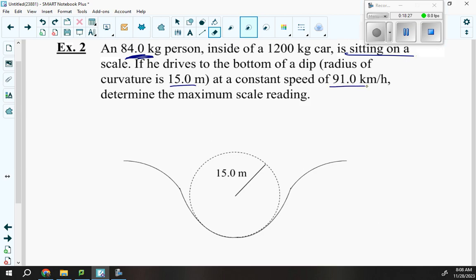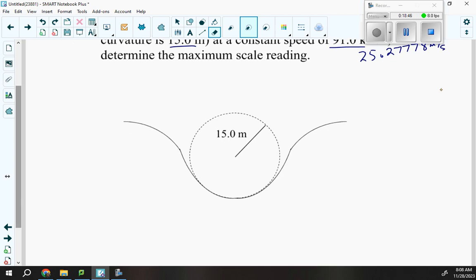a constant speed of 91 kilometers per hour, which let's go ahead and do 91 divided by 3.6, 25.27778 meters per second. We want to determine the maximum scale reading, and we know that maximum scale reading happens at the bottom of the hill. So we can make a little free body diagram for this one. Force of gravity is going downwards. We know that our normal force has to be bigger and has to be upwards so that the net force, Fc, can also be upwards towards the center of the circle.